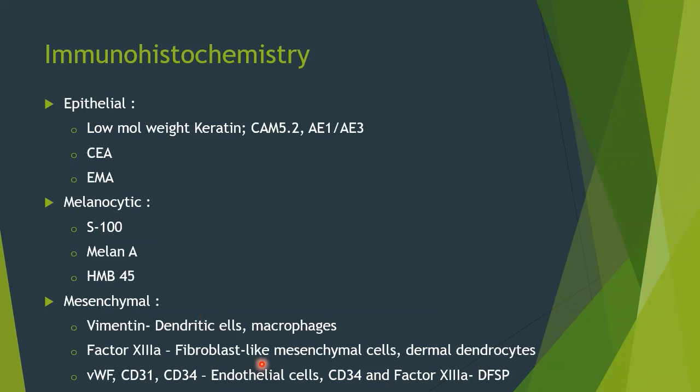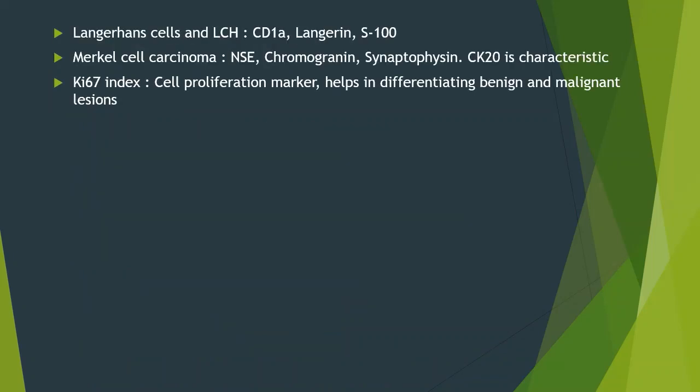And CD34 and factor XIIIa are also characteristically seen in DFSP. For Langerhans cells and Langerhans cell histiocytosis, we can use CD1a and Langerin. In Merkel cell carcinoma, we can use the characteristic CK20 staining. There is a perinuclear dot-like deposition, and the perinuclear cytoskeletal molecules, the cytokeratin molecules, are highlighted by CK20. We can also use neuron specific enolase, chromogranin, or synaptophysin for Merkel cell carcinoma. And obviously, we can use Ki67, which helps in assessing the cell proliferation rate, and that helps us to differentiate benign and malignant lesions.